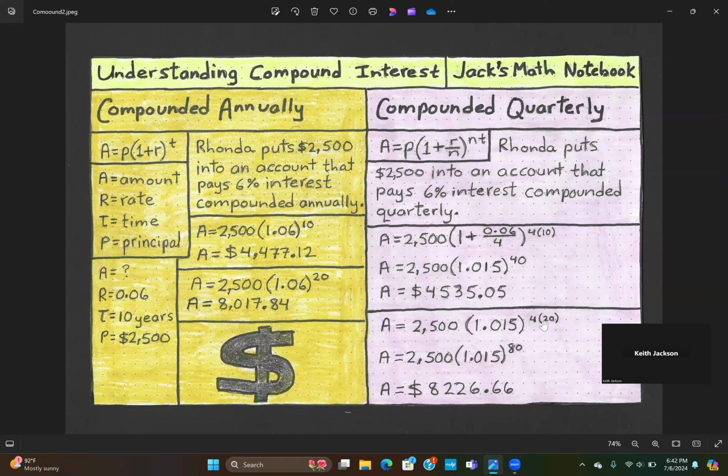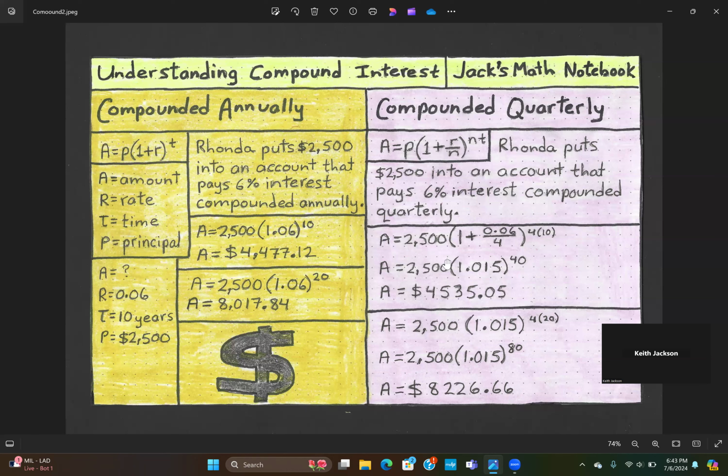Let's see what happens when we do it over here. We have 4 times 20, which would give us raised to the 80th power. Yes, you can do that in your calculator, don't worry about it. So now we have $2,500 times a quantity of 1.015 raised to the 4 times 20, which is $2,500 times 1.015 raised to the 80th power. When you plug that in, you will get $8,226.66.